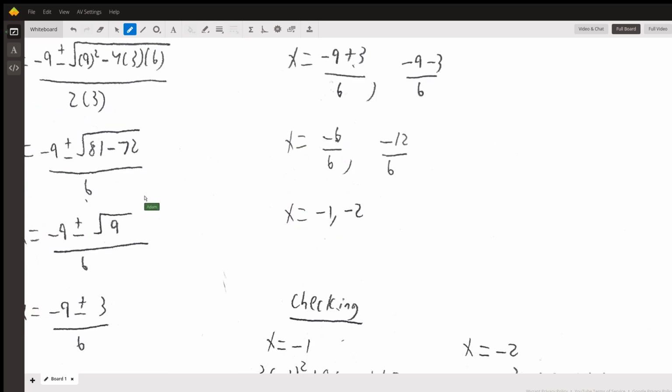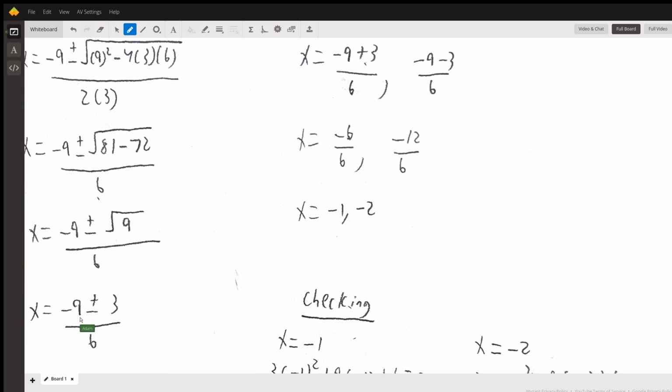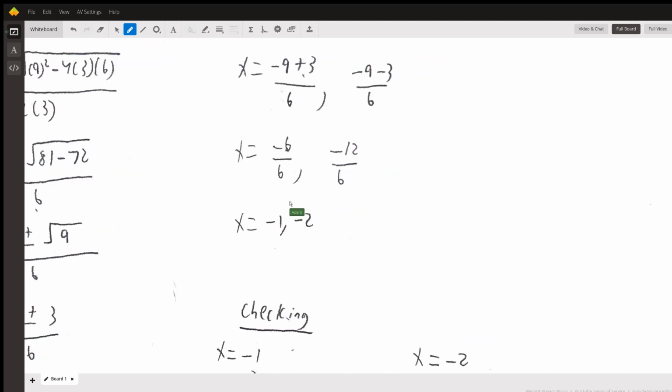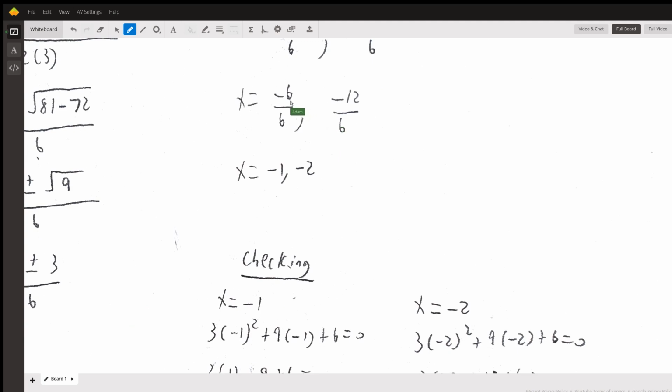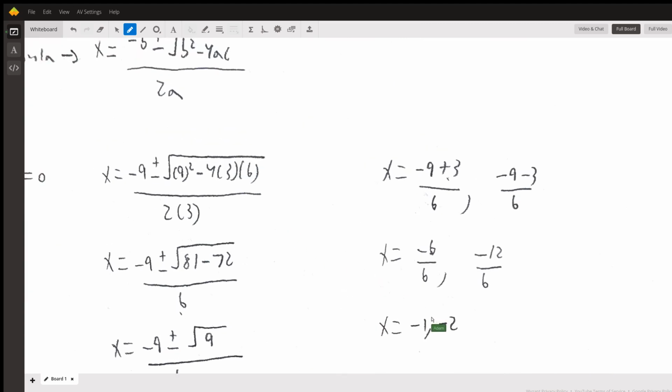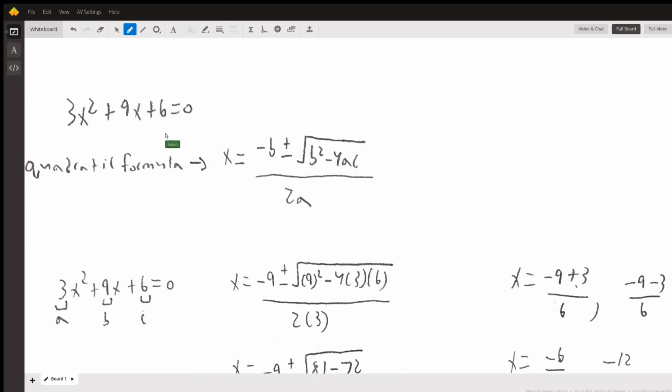And this is just what we were doing before. We have here our x equals negative 9 plus or minus 3. We just took one, made it the plus, and took the other one and made it the minus. Doing some algebra, negative 9 plus 3, negative 6. Negative 9 minus 3, negative 12. Nothing in the denominator, so we leave that the same. Over 6, over 6. Negative 6 over 6 is negative 1. Negative 12 over 6 is negative 2. So what this means is that if we were to take negative 1 and negative 2 and plug them in here, we should get the equation to equal 0.